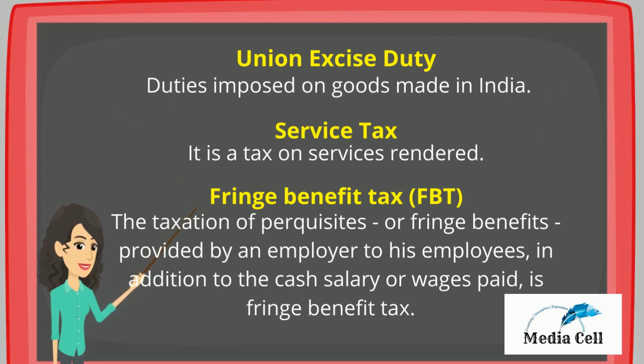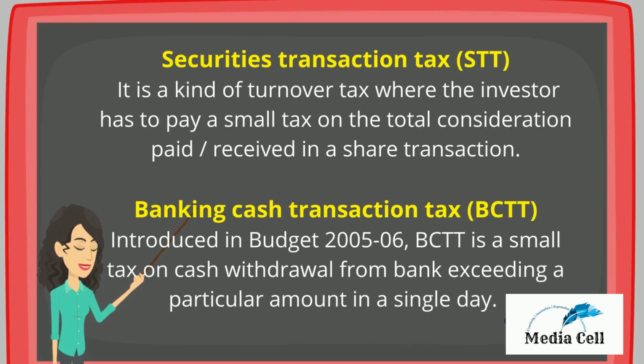Fringe benefit tax. The taxation of perquisites or fringe benefits provided by an employer to his employees in addition to the cash salary or wages paid is fringe benefit tax. Securities Transaction Tax (STT). Now, in the budget of 2004-05, the government abolished long-term capital gain tax on shares, that is, tax on profits made on the sale of shares held for more than a year, and replaced it with STT. Now, it is a kind of turnover tax where the investor has to pay a small tax on the total consideration paid or received in a sale transaction.